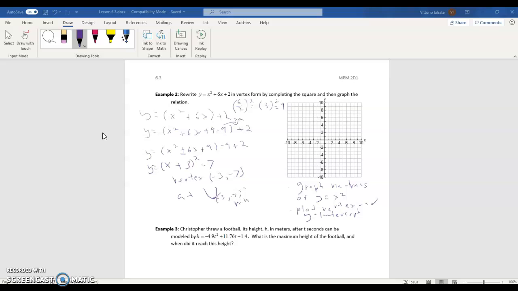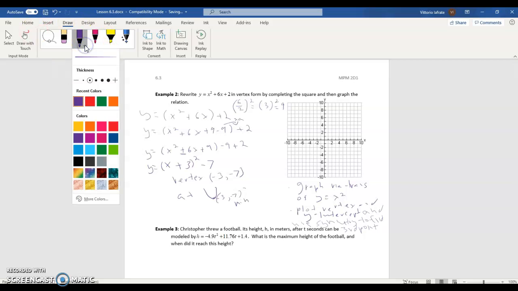You could also plot the vertex and the y-intercept and then use symmetry to find the third point. And you could have done that with the zeros as well. You could have factored and everything. But if I only asked you to do this and not factor, well then you could have just used symmetry to find a third point. Let's just do the example with y is equal to x squared first to show you how that would work out. So I'm going to draw y is equal to x squared.